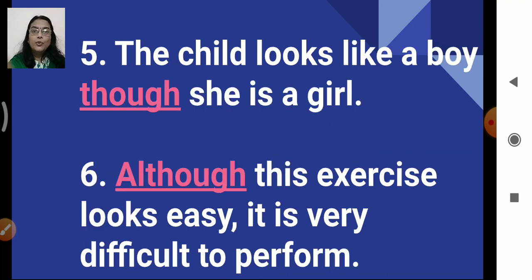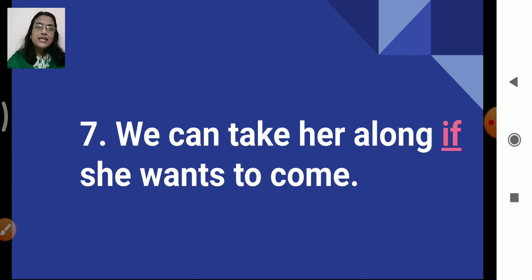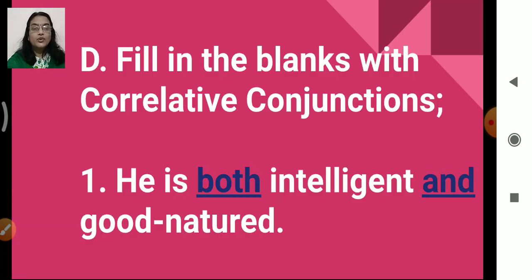Okay, fifth one. The child looks like a boy, though she is a girl. Sixth one. Although this exercise looks easy, it is very difficult to perform. Right? Next. We can take her along if she wants to come. Follow till here?